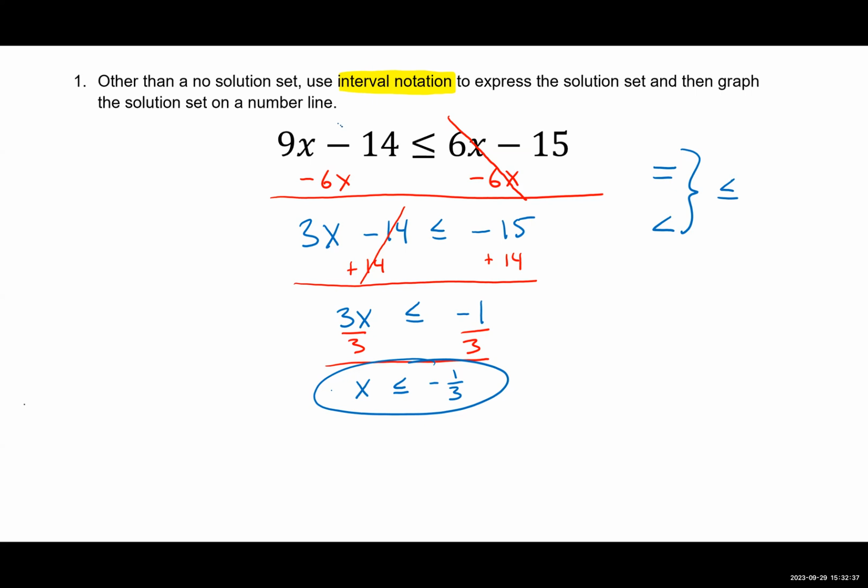Right? X is any number that is either equal to negative 1/3 or is less than negative 1/3. So if we look at the number line, I'll do number line before interval notation. So zero is in the middle, positive numbers to the right.